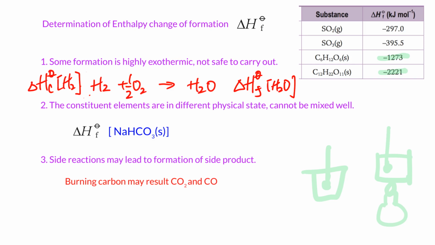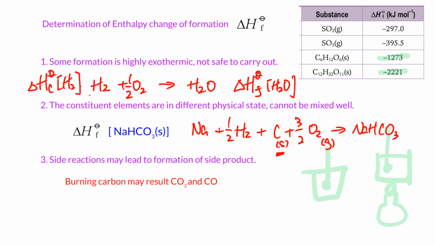Second, the constituent elements are in different physical states and cannot be mixed well. Let's look at the formation of this one. We have Na, H2, C, and O2, for the formation of NaHCO3. Have a look at their states. Some are solid, some are gas. How can you mix the gas and the solid evenly in a container so they are homogeneous? The solid must fall to the bottom, right? So how can they mix well for the reaction to go on?